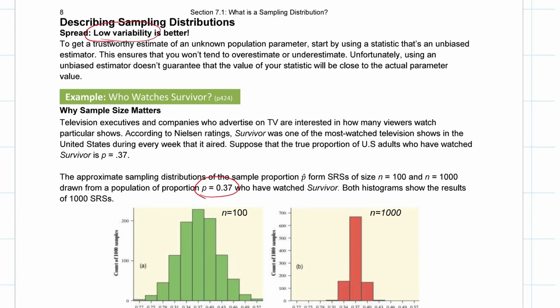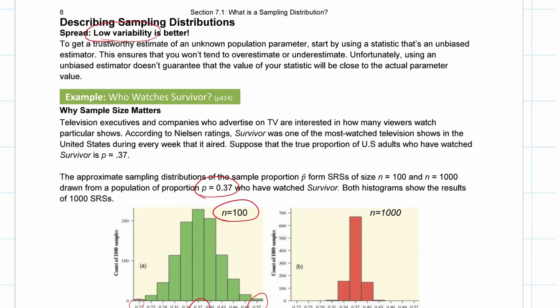Now, look at the variability there. It goes all the way down to 22%, all the way up to 52%. Even if they do everything right, sometimes they say, hey, looks like 52% of the population was watching the show, when in fact, 37% was watching the show. This is from a sample size of 100.